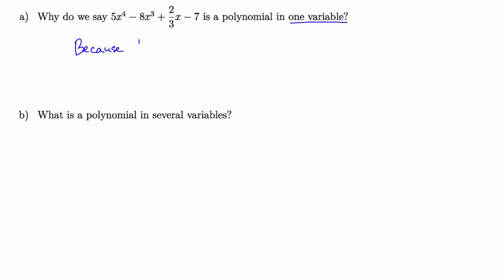The reason we say this is a polynomial in one variable is there's only one variable used throughout the entire polynomial. In this case, the only variable used was the variable x.